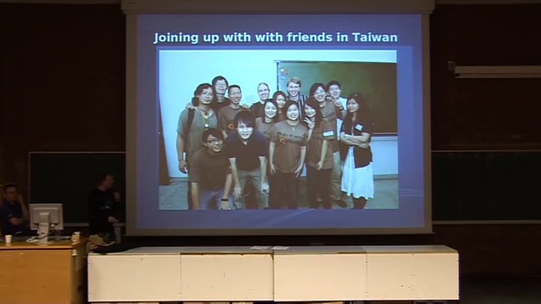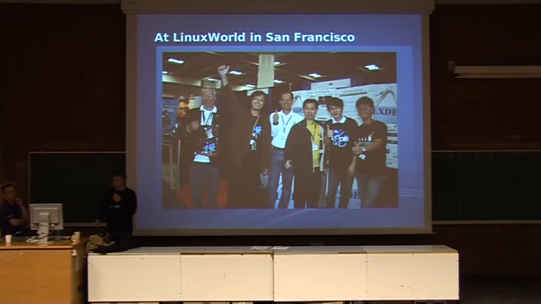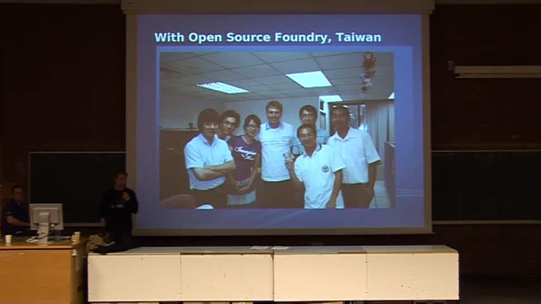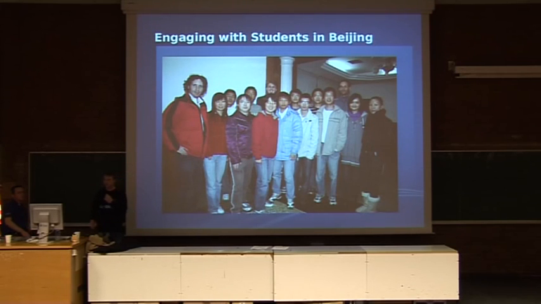We have some meetings, a lot of events are going on here, for instance, a meeting with Ubuntu people and people from Canonical. We have people at the Linux World in San Francisco, also local supporters here, for instance, former IBM, Glenn Johnson. Then an LXDE hacking event, for instance, we had that in Shenzhen. We have support by the Open Source Foundry. It's a Chinese academy of science in Taiwan, and they also employ some interns who only work on LXDE. Here are students in Beijing.